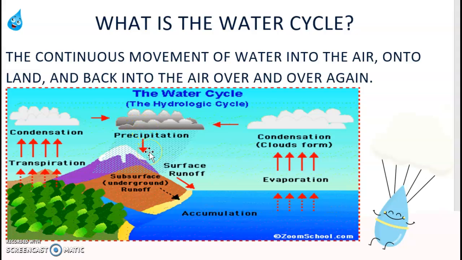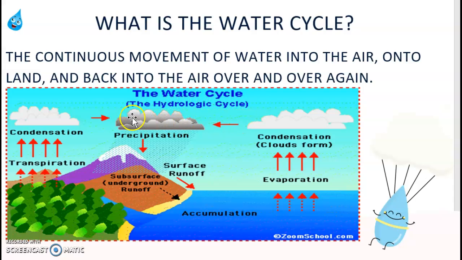And that is when the solid or liquid water falls from the air to the surface in the form of rain, snow, sleet, and hail. So this is how the different processes take place or move from one to another, and this is what you call now the water cycle.